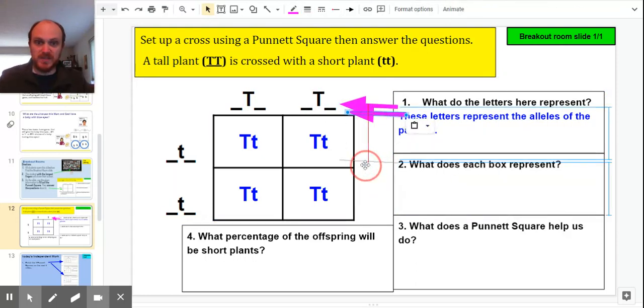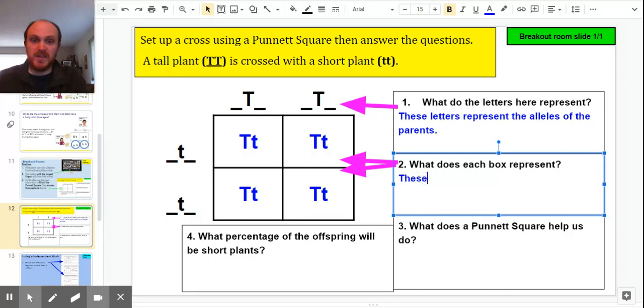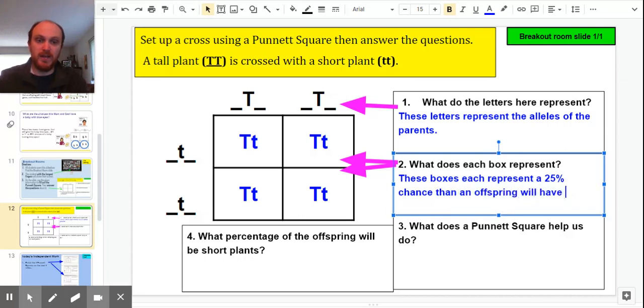What does each of these boxes represent? These boxes each represent a 25% chance that an offspring will have this genotype and the given phenotype that's associated with it. So each of these boxes is 25%.